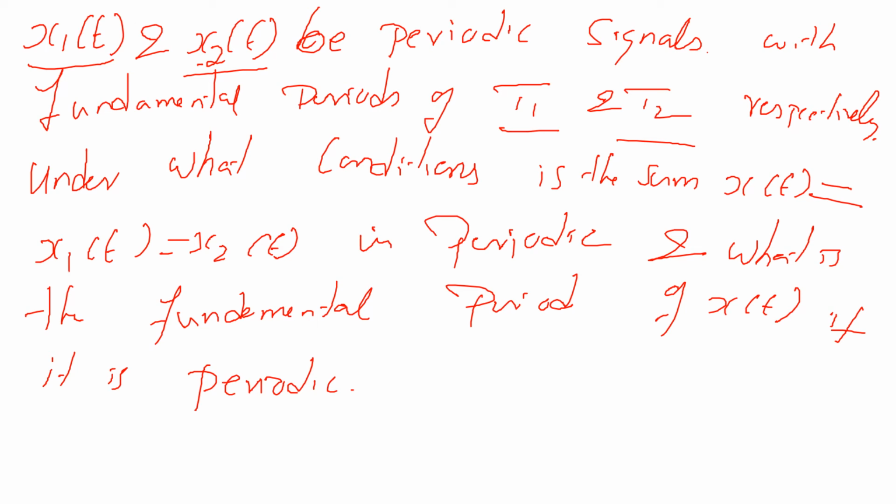So x1 of t is periodic and x2 of t is periodic. When we add both, under what condition will the value of the addition be periodic? Under what conditions is the sum x of t equal to x1 of t plus x2 of t periodic, and what is the fundamental period of x of t if it is periodic? Only if it is periodic do we need to ask for the fundamental period. Okay, this is the question.